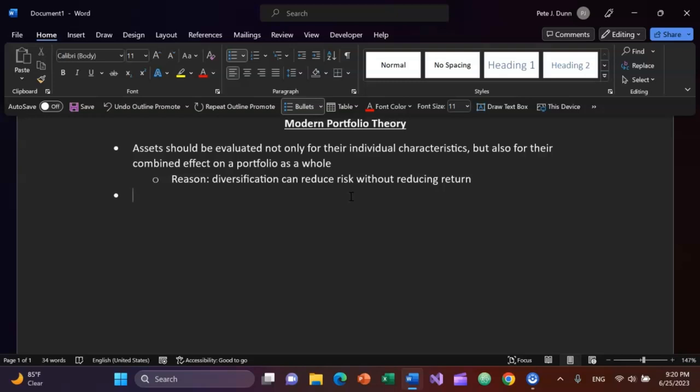First of all, the expected return of a portfolio is just the weighted average of the expected return of the things in it. Let's consider a two asset portfolio. We'll do expected return, Control equal sign to get to subscripts. Control equal sign to get back.